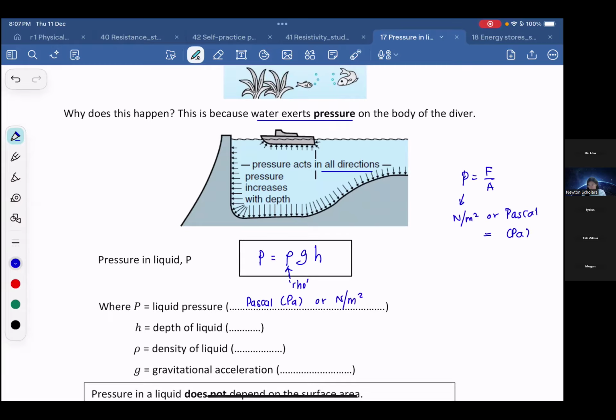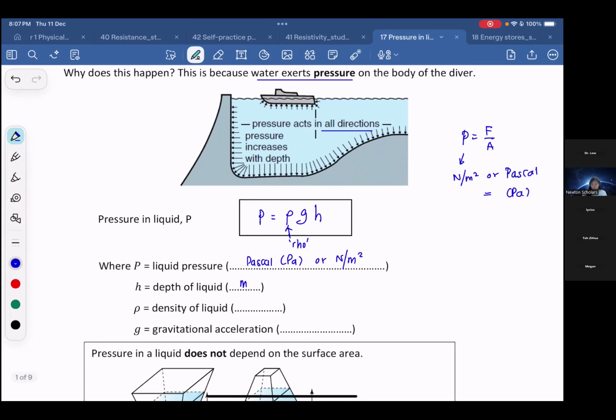Here is the depth. When we go down, the depth must be in meters, because the unit is Newton per meter square. Then density: previously we learned density is mass divided by volume, so the unit is kg per meter cube. Gravitational acceleration is 9.8 Newton per kg. The question doesn't mention it, but we have to know this value.